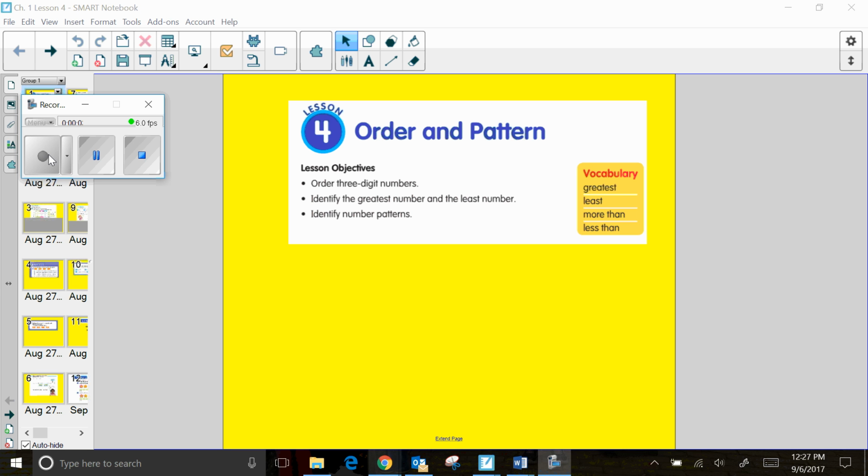Today's lesson, we're going to be talking about ordering and patterns. Our I can objectives are: I can order 3-digit numbers. I can identify the greatest number and the least number. I can identify number patterns. Vocabulary: greatest, least, more than, less than.